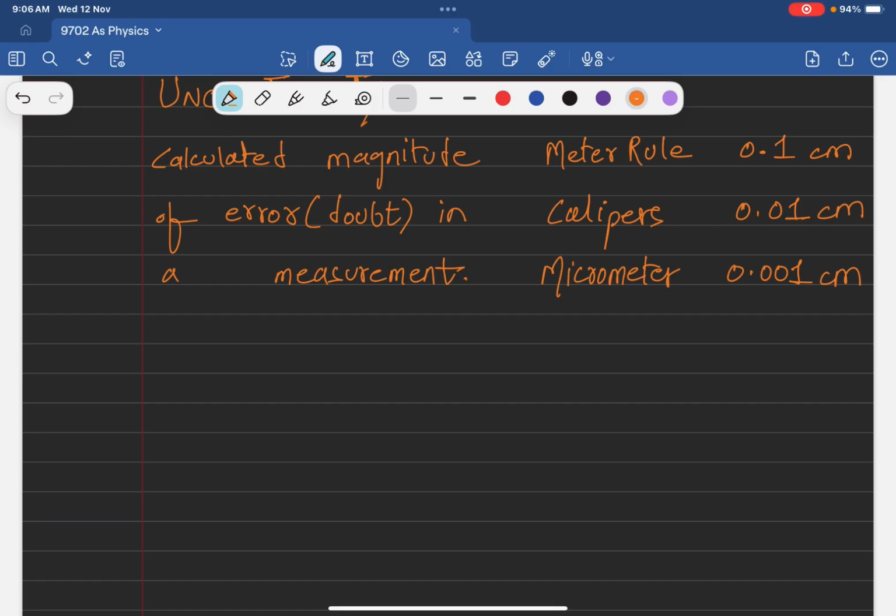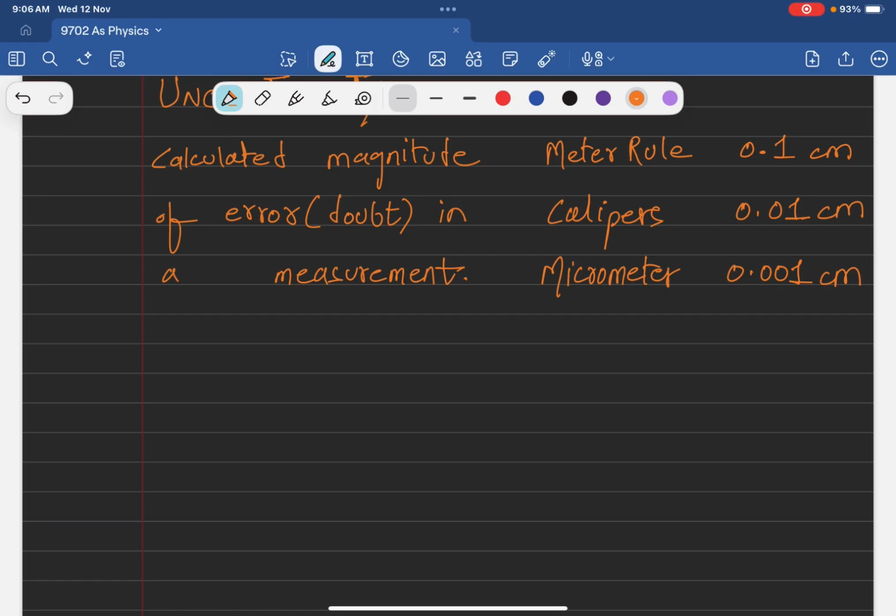Sometimes in CIE, the examiner asks us to find the absolute uncertainty. Sometimes the examiner asks us to find fractional uncertainty, and sometimes percentage uncertainty. So we have to look out for these different things: absolute, percentage, or fractional uncertainty. Now let's look at how uncertainty is written in a measurement. We have to look out for how uncertainties are written.